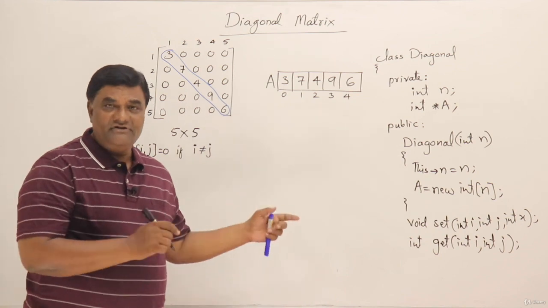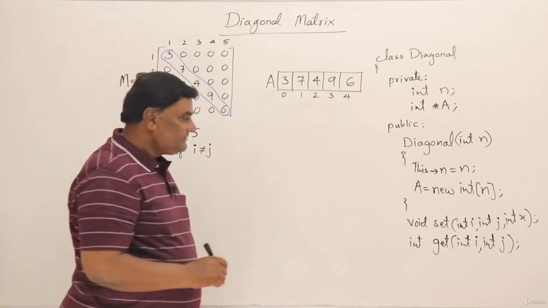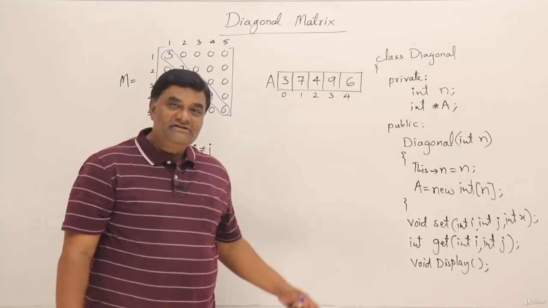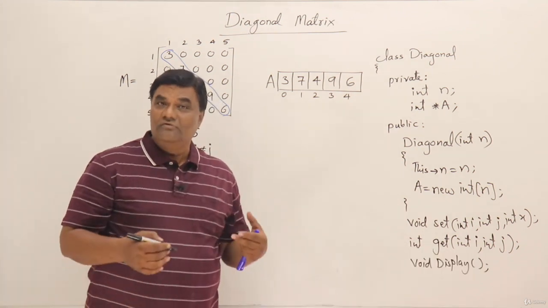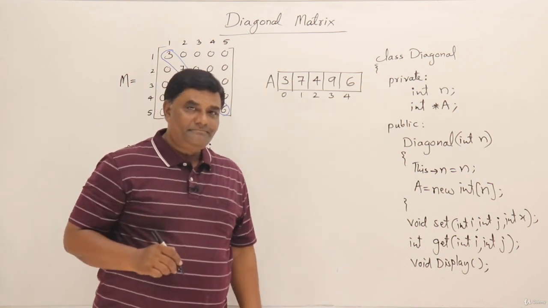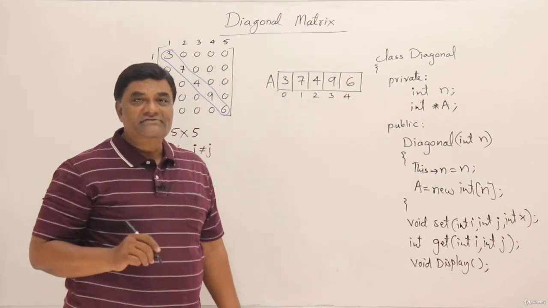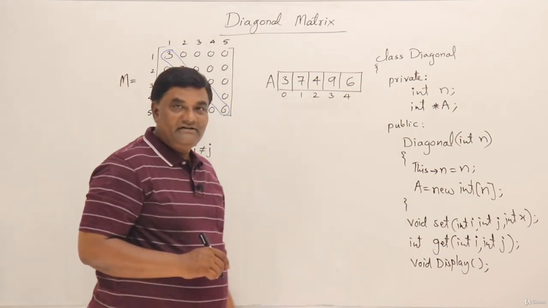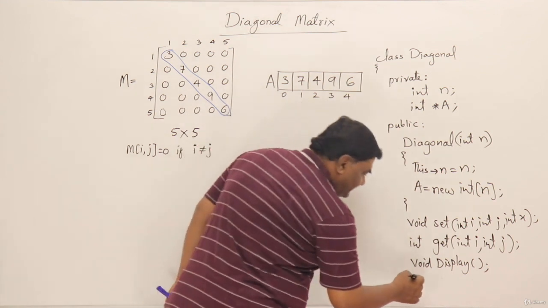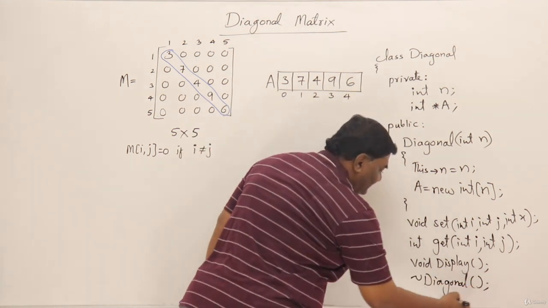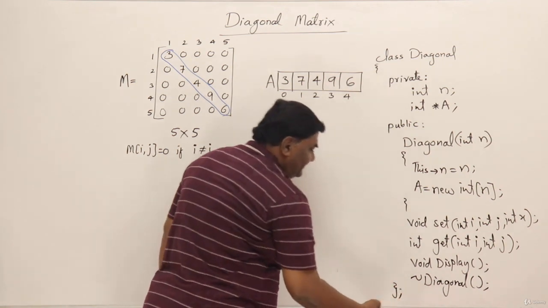Then we will also have one function for displaying the matrix. So I will write a function called void display. Instead of a display function, we can also overload the insertion operator. That I will show you when I write the program. Now the last thing is we should have a destructor for destroying this dynamically created array. So here I should also have a destructor diagonal. That's all, end of the class.